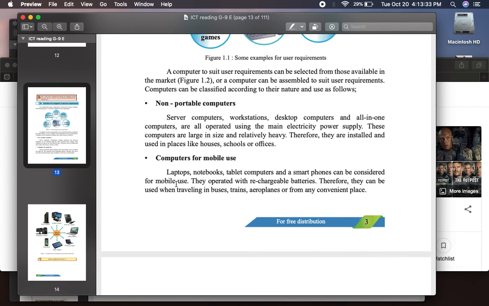Computers for mobile use. Laptops, notebooks, tablet computers and a smartphone can be considered for mobile use. They operate with rechargeable batteries. This is important. Computers for mobile use operate with rechargeable batteries. Therefore, they can be used when traveling buses, trains, aeroplanes, or from any convenient place.